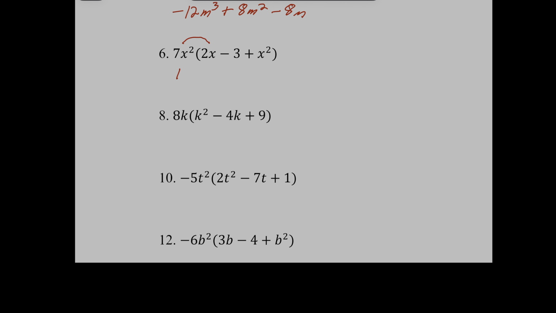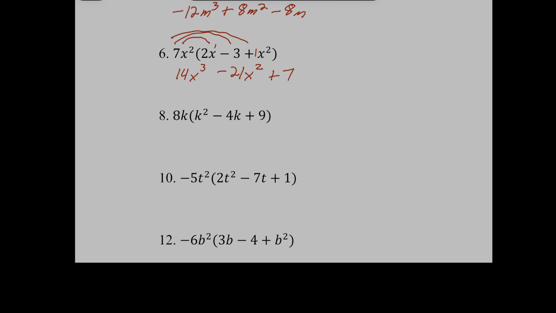2 times 7 is a 14. X to the what? Add them up, and we get a 3, right? Minus, boom, do the big numbers, 21x squared. 3 doesn't have it, so I just copy over the x squared. And then the last one is going to be plus. There is no number, so it's 7.